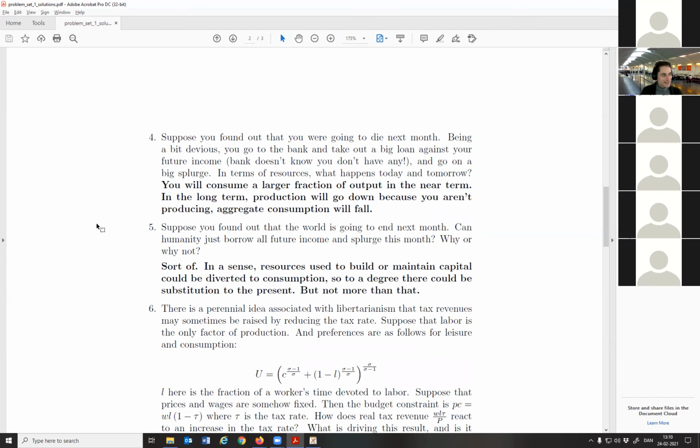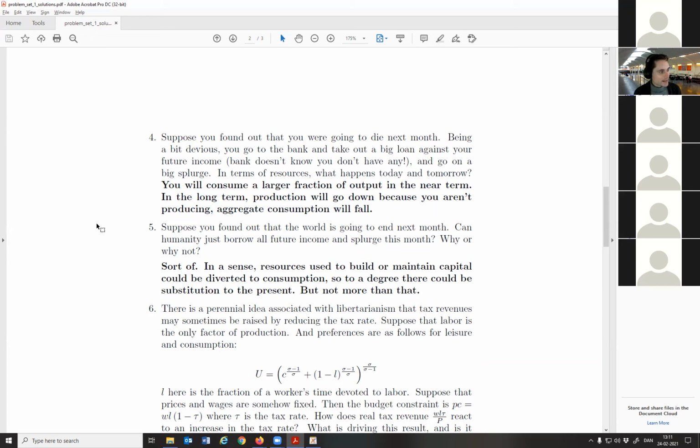Okay, continuing along the same lines. Suppose that you found out you were going to die next month. Being a bit devious, you go to the bank, take out a big loan against your future income. The bank doesn't know that you don't have any, and you go on a big splurge. In terms of resources, what happens today and tomorrow?